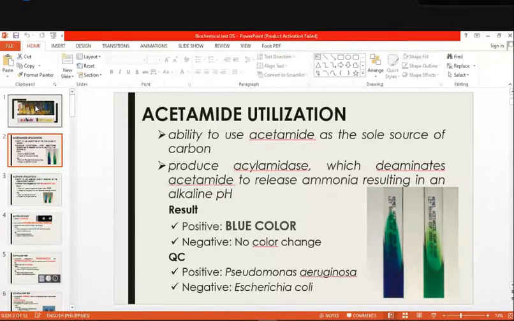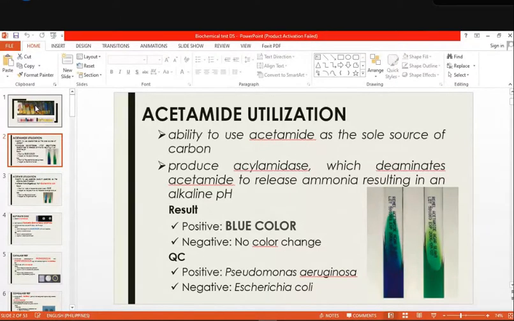Ang composition, ang components ng acetamide agar slant is, andun yung acetamide as the sole source of carbon, meron siyang inorganic ammonium salt, which serve as the sole source of nitrogen, and then, meron tayong indicator because it's the indicator na will be responsible for the change in color depende kung ano na yung end product of metabolism, whether it will make the medium now acidic or alkaline. So, ang indicator natin with both acetamide and acetate utilization is our bromthymol blue.